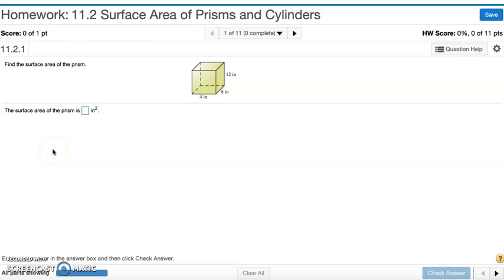11.2. Surface area of prisms and cylinders. Number 1. Find the surface area of the prism. So let's take a closer look at it.